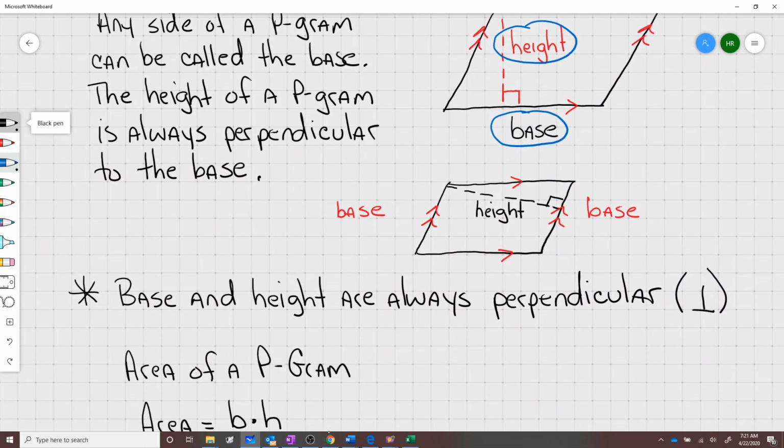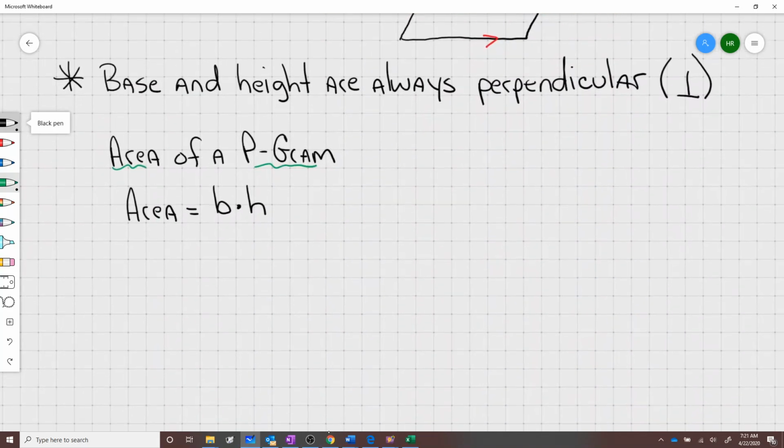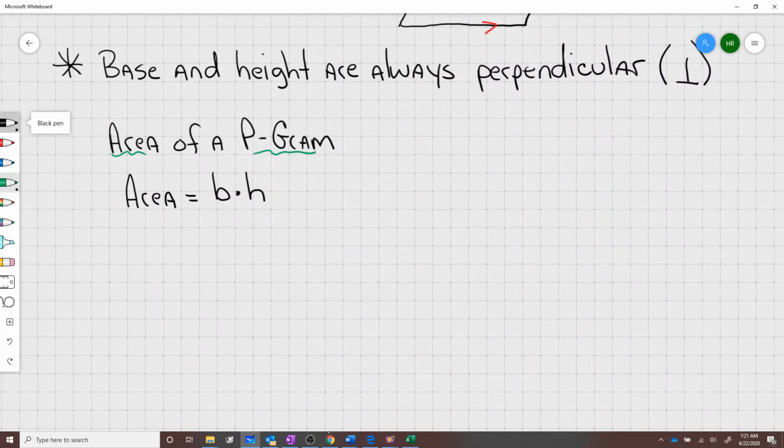In this second parallelogram, the area of this parallelogram would be equal to this base times this height. Both of those products would be the same if those were two congruent shapes. So the area of a parallelogram is equal to base times height. And remember that base and height are always perpendicular to each other.